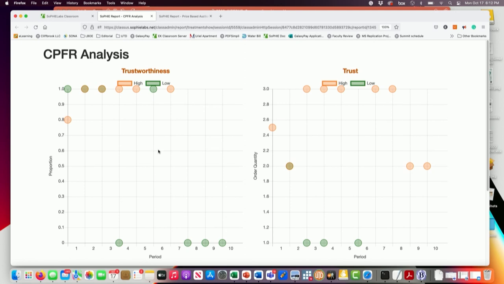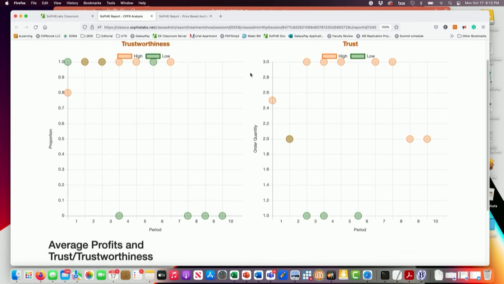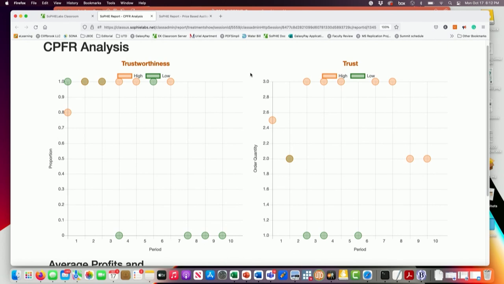Okay, so anyway, this hopefully gives you an idea. These are the charts that I show them, and these actually look very different than what I see in class.